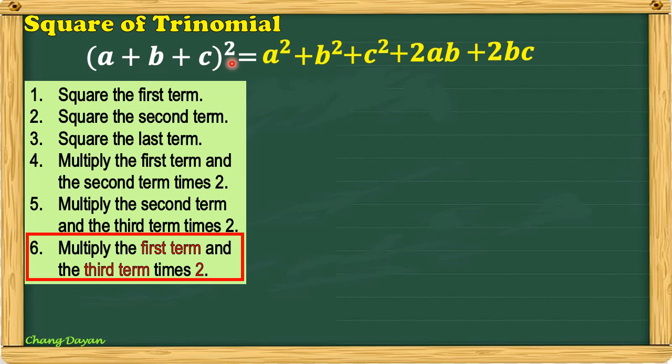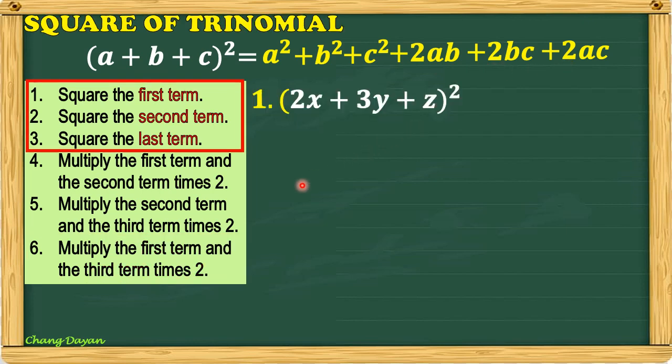And our answer here is 2ac. Remember, the square of a trinomial has 6 terms. Our answer here is a squared plus b squared plus c squared plus 2ab plus 2bc plus 2ac. Let us have an example. The square of 2x plus 3y plus z.